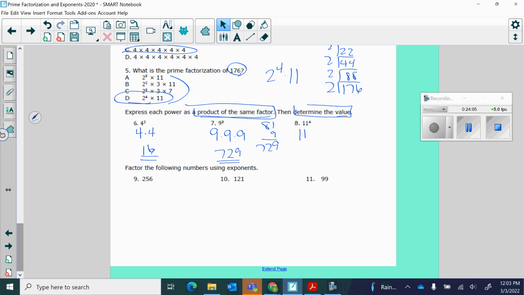Our next one, we write it, 11 times 11 times 11 times 11. So for me, I'm going to go 121 times 121. Gives me 121, 0, 2, 4, 2, 0, 0, 121. Gives us 1, 4, 6, 4, 1, 14,641.